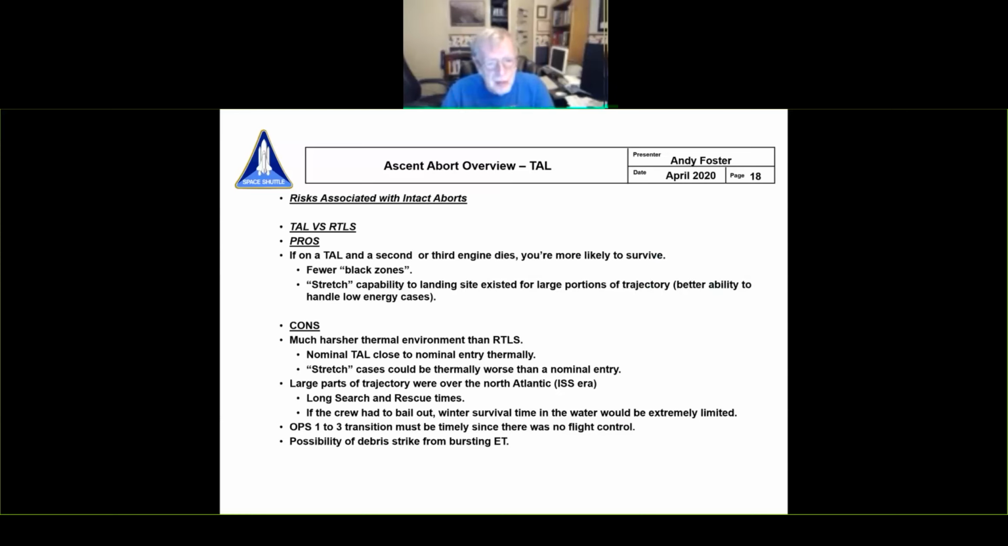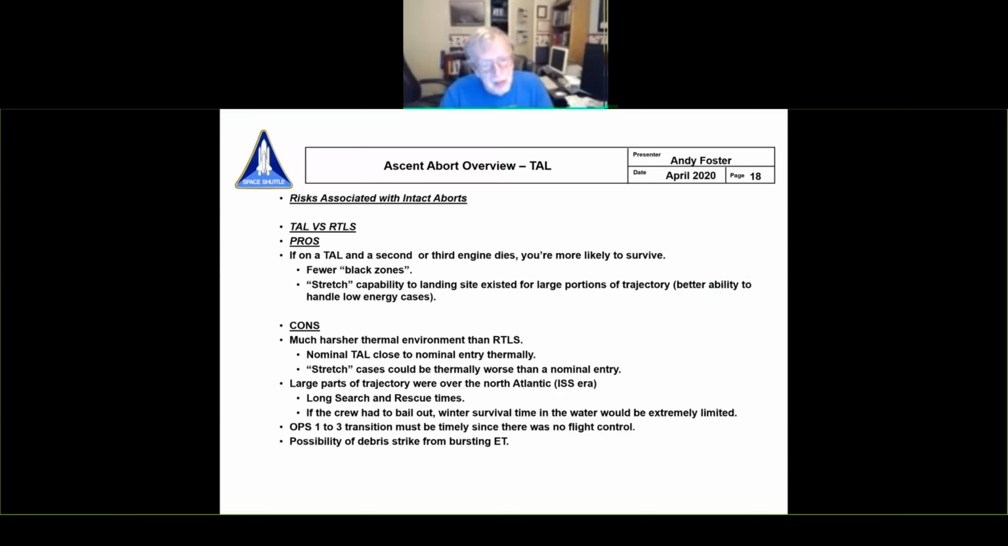The downside of a TAL was that if you had some kind of thermal problem with the vehicle, in other words, you were concerned about wing leading edge tiles or something like that, where TAL's doing a nominal entry, that's really close to 3,000 degrees on the wing leading edges. The stretch cases where you lower the angle of attack could be even slightly higher than that, and they would also start heating up thermal tiles on the tail. And so the thermal environment was really harsh compared to RTLS. And so if you wanted to avoid getting into that really high thermal environment, and you had RTLS and TAL overlap, you could pick RTLS and avoid it completely. With all the other things that were going on with RTLS, that had to be, let's just say, a very complicated decision.